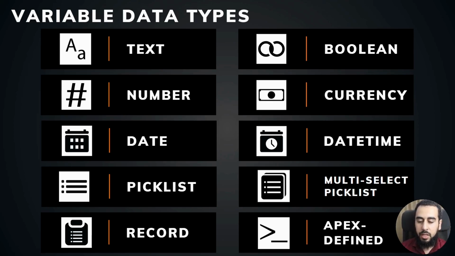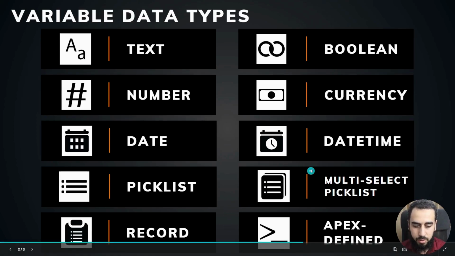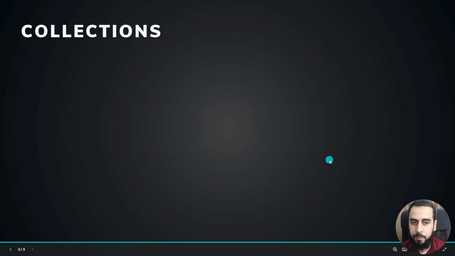An example is contact object, and then you can access fields like first name. So you could access contact.firstname. Apex defined, let's say we have an Apex class called car, and then we have a variable called speed, so you can access car.speed. We are not using Apex defined in this course, but just to be familiar with it.